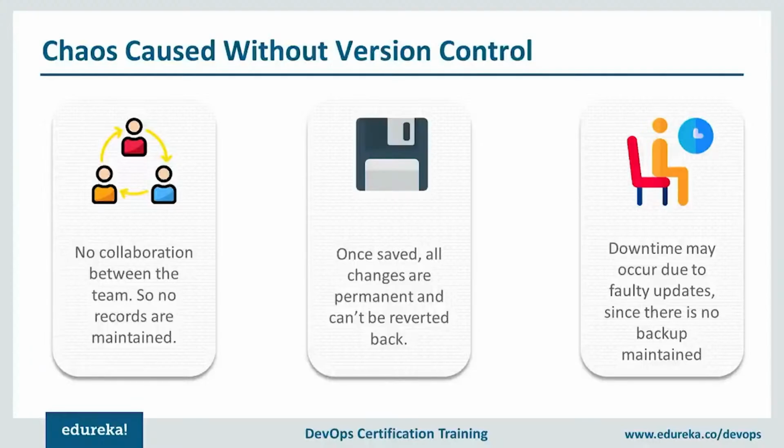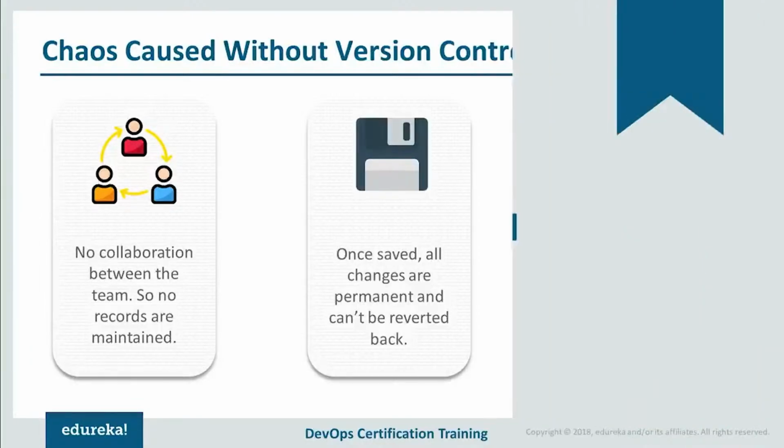Secondly, once saved, all the changes are permanent and cannot be reverted back. Once the developer makes a change in their code, that change was permanent. Nobody could revert it back even if it was wrong. So this was one of the main disadvantages of not having a version control system. Not only this, but downtime also occurred due to faulty updates. That was because there was no backup maintained. In any situation, if their code crashed, then the complete system would go down. So looking at the above problems, many organizations decided to come up with the version control system.